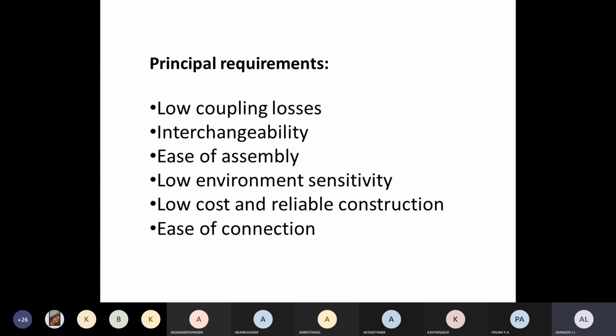So the next thing is low cost and reliable construction. Whatever the cost we consider, that should be low cost. Once it is a low cost thing, we can go for it. Once it is a high cost, we cannot offer it. That is the problem. And the last thing is ease of connection, so connecting things will be very easily maintained. You can make a note of these principal requirements.